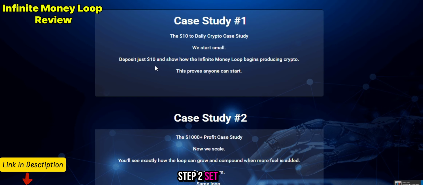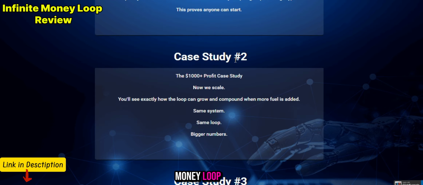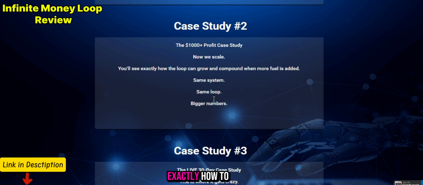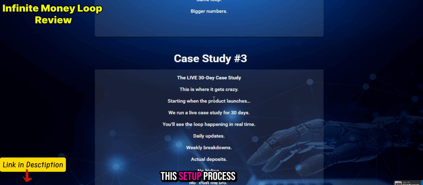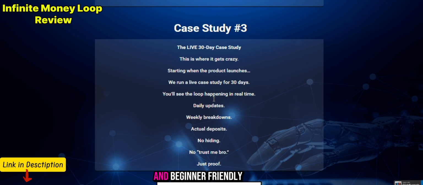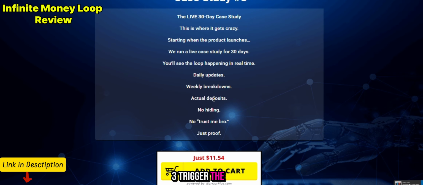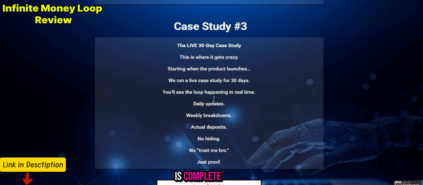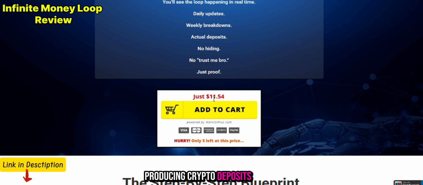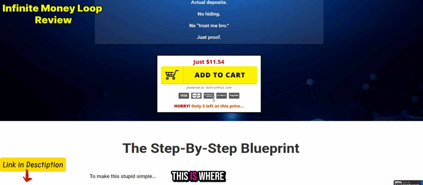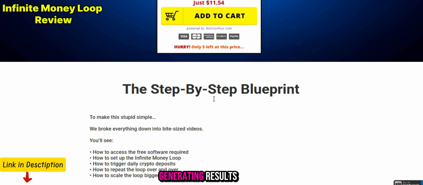Step 2. Set up the loop. The next step is to set up the Infinite Money Loop. The training inside the product supposedly shows users exactly how to configure the system so that the loop starts working. This setup process is claimed to be simple and beginner-friendly. Step 3. Trigger the system once the setup is complete. The next step is triggering the loop so it starts producing crypto deposits. The creators claim this is where the system begins generating results.